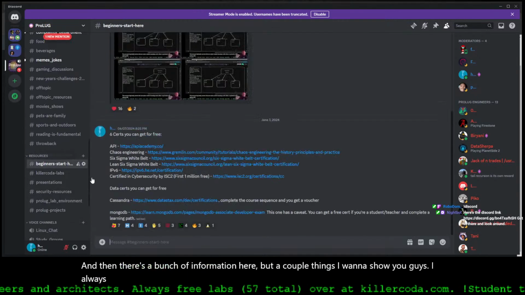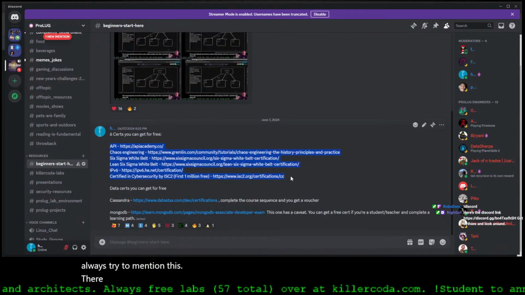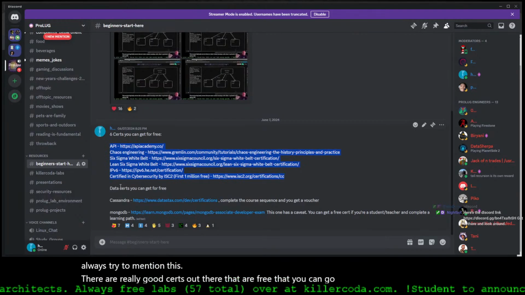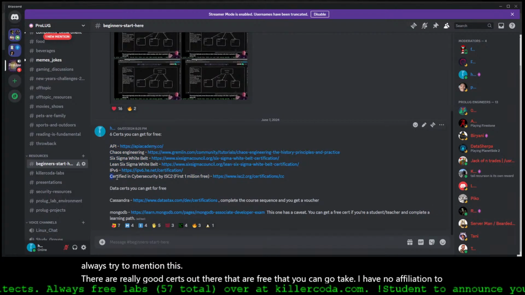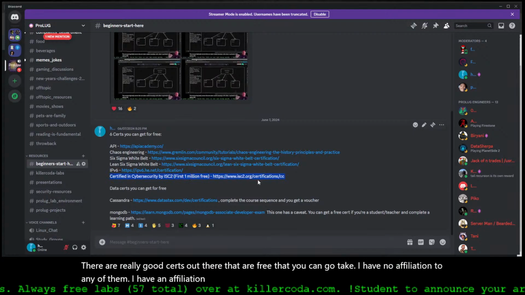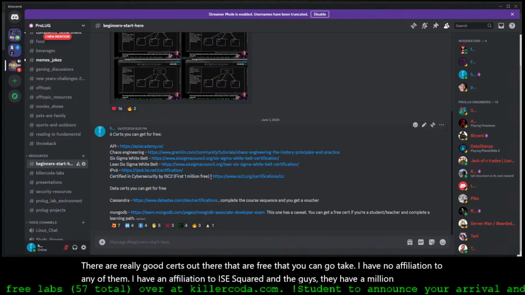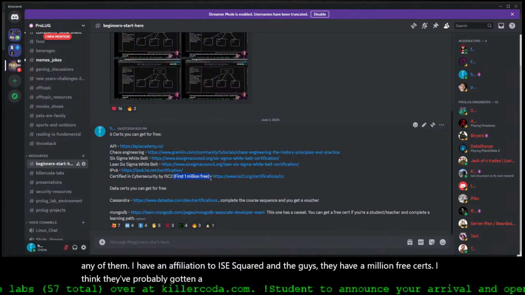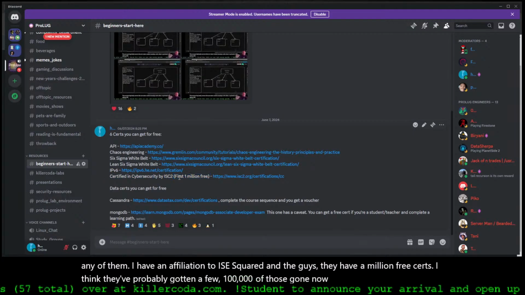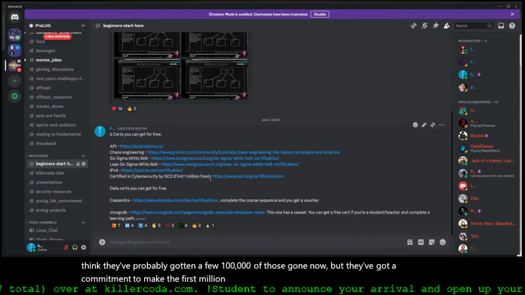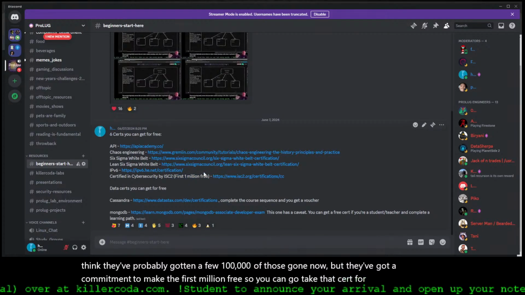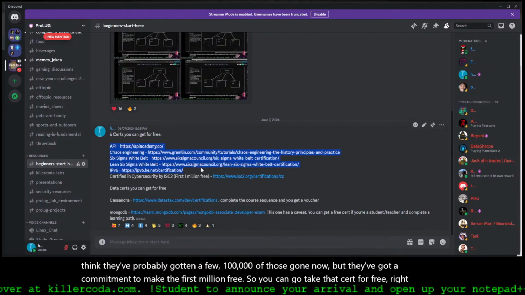I always try to mention this. There are really good certs out there that are free that you can go take. I have no affiliation to any of them. Well, I have an affiliation to ISC Squared, and they have 1 million free certs. I think they've probably gotten a few 100,000 of those gone now, but they've got a commitment to make the first 1 million free, so you can go take that cert for free, right? All these certs are free as well up here.